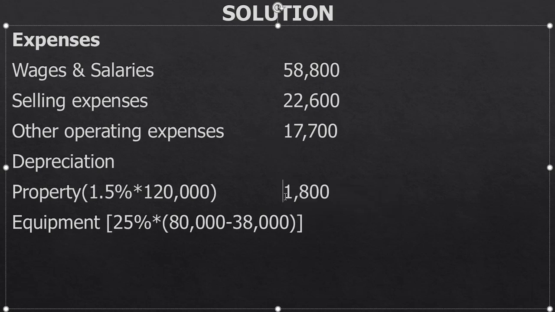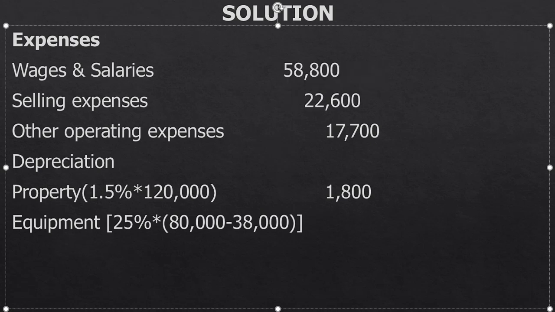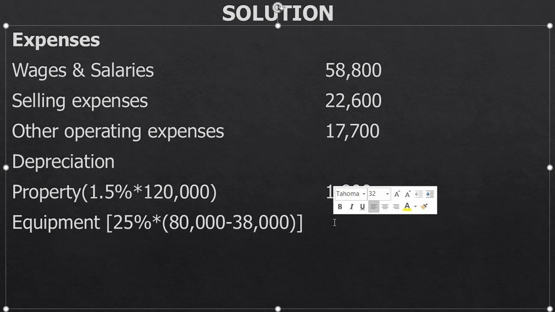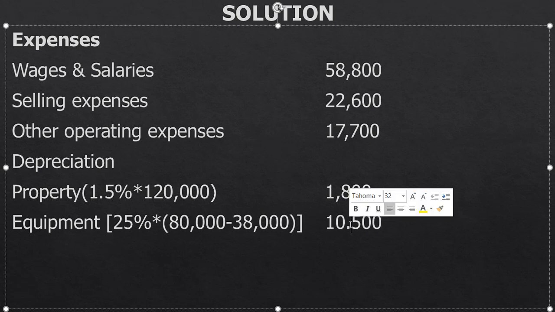Good. So I can now compute using a calculator and I get a depreciation here. Now when I use my calculator here, I can see that I have 10,500. So those are my total expenses.